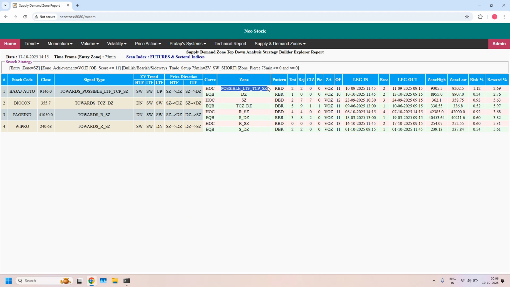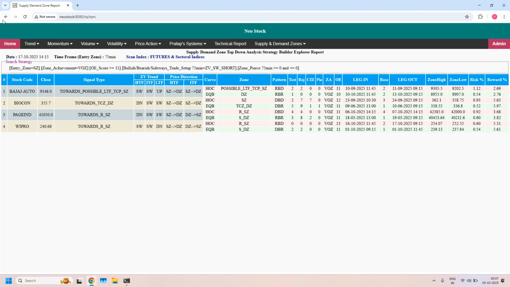So these 4 75 minute supply zones are supporting sideways short trade setup. And you should plan trades in these 75-minute supply zones only if less than 30.3 video checklist items are satisfied.